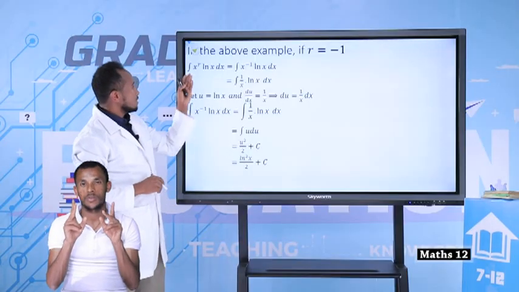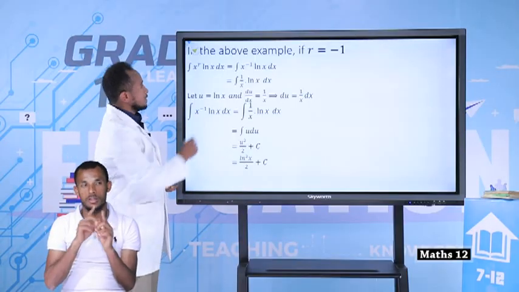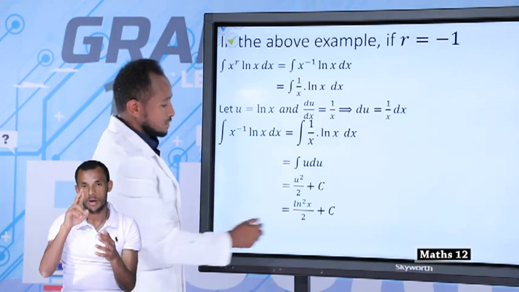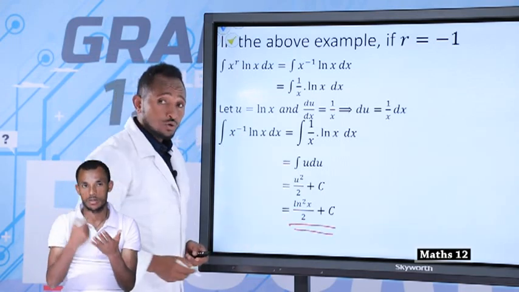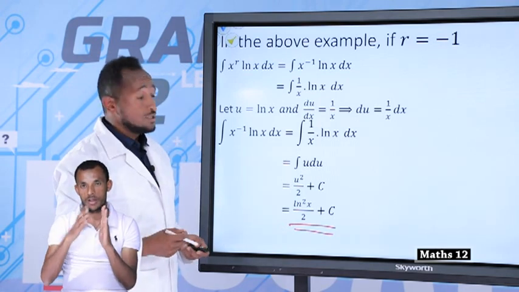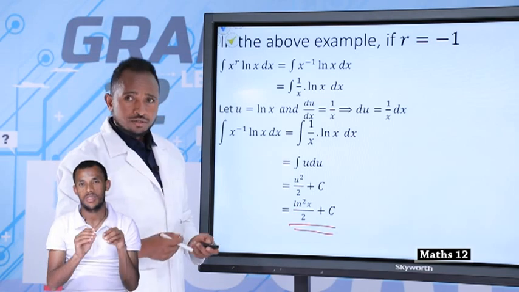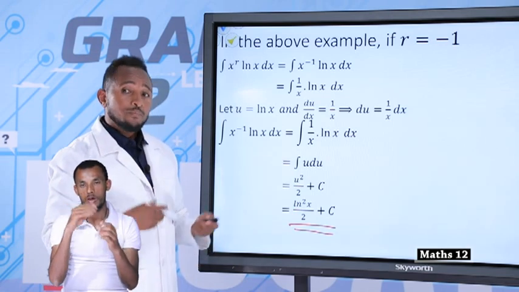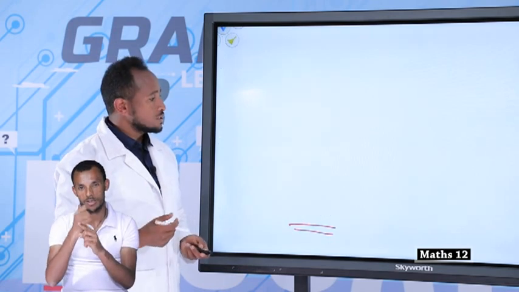Okay, this is the final answer. So this is all about today's lesson. Please, students, read more examples from your textbook and do more exercises on your textbook.